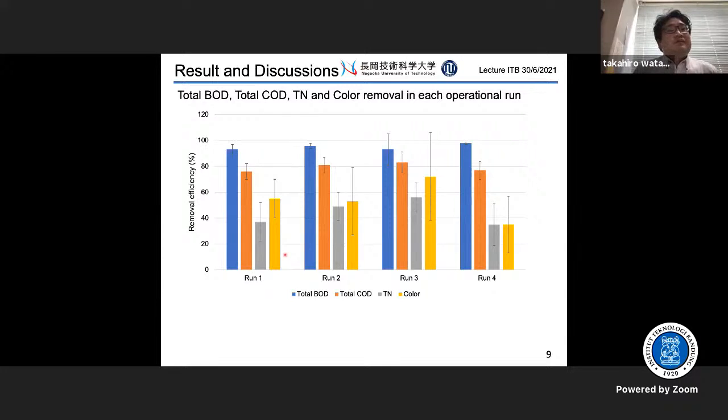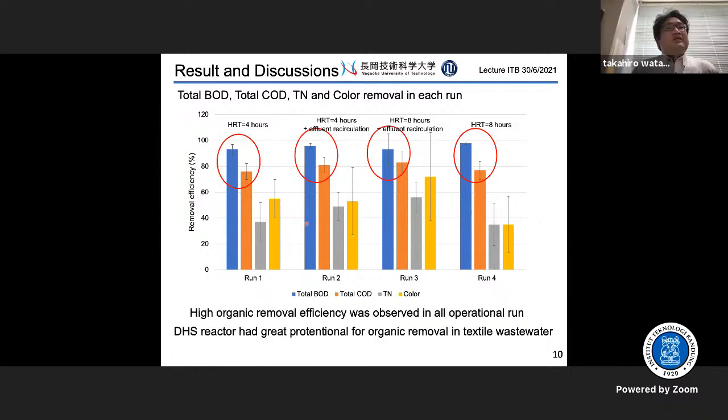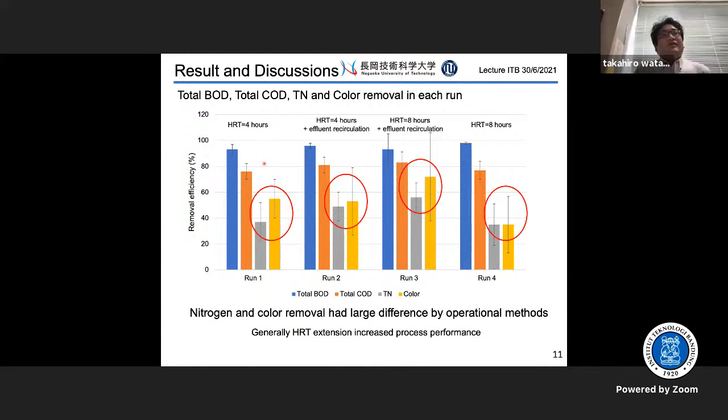The next figure shows the total BOD, total COD, and total nitrogen removal efficiency in each operational run. During all operational runs, we observe high organic removal efficiency. That means the DHS reactor has great potential for organic removal in this textile wastewater. However, nitrogen and color removal have a large difference by operational method. I mean, the effect of effluent recirculation is bigger.